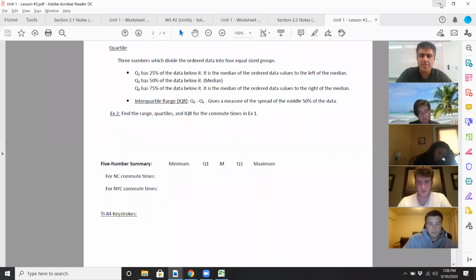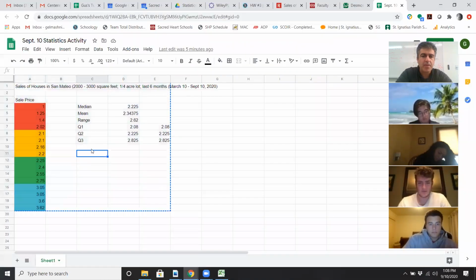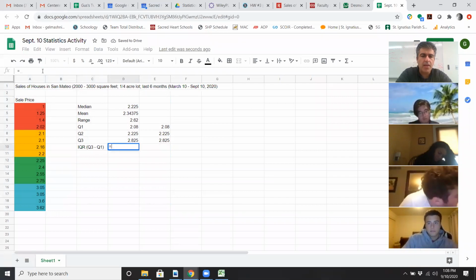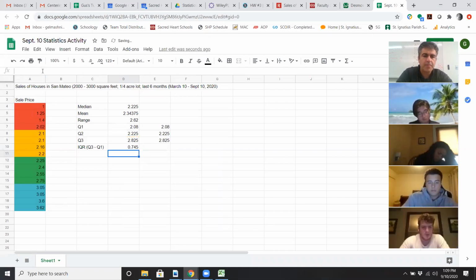But yeah, interquartile range. Actually, why am I back at Excel? Yeah, over here. Your IQR is essentially just Q3 minus Q1. So you could just say, I just want to subtract D9 minus D7. So D9 minus D7.